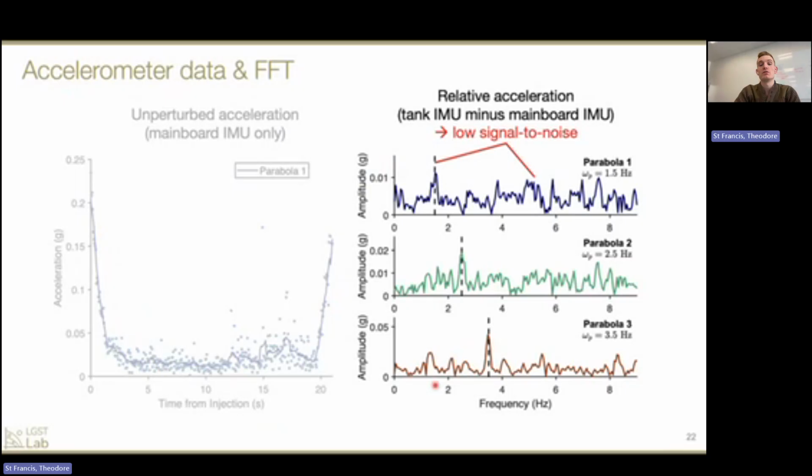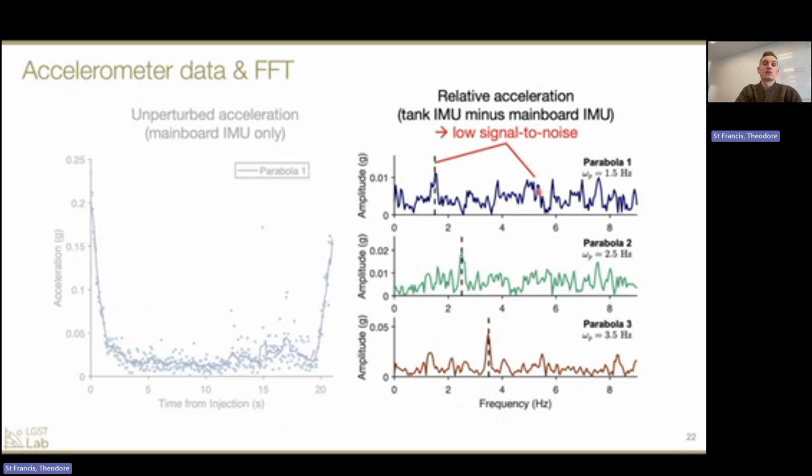And then we decompose that signal, we decompose the relative inertial signal between the two IMUs to acquire the acceleration imparted to the tank and at what frequency. So here we have frequency on the x and amplitude of each of those frequencies, which were extracted through fast Fourier transform of the relative IMU signal. And very simply, we get the dominant frequencies of the perturbation at 1.5, 2.5, and 3.5 hertz for each of the three parabolas analyzed here.